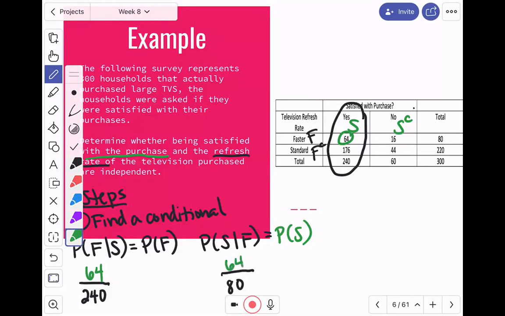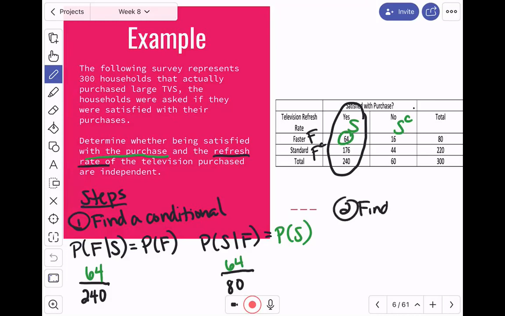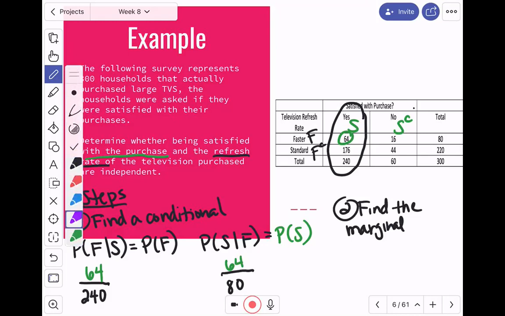So look, the tops of these will not change. The top should be the exact same. The bottoms are going to change here. But if the two events are truly independent, here's what they should equal. Once you find a conditional, your second step, you find the marginal of the first event. In this case, this first one needs to be equal to the probability of F.